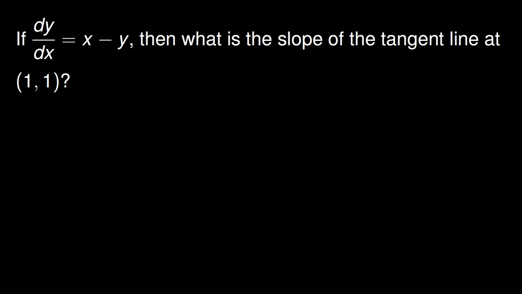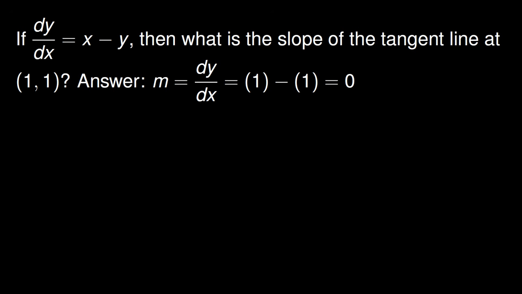So what we're going to do is take this example, this first-order differential equation, dy over dx equals x minus y, and we want to find the slope of the tangent line to the solution function at the point (1, 1). Well, how do we do that? We'll just take the value for x, which is 1, and the value for y, which is also 1, and plug them into the differential equation. And that is the slope. So we have a slope of 0 at the point (1, 1).